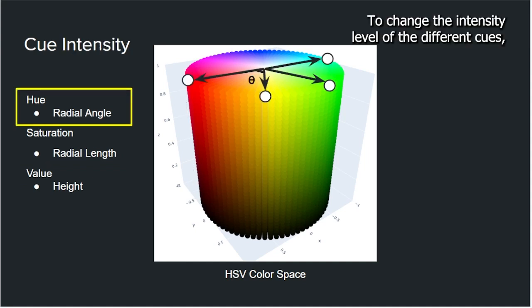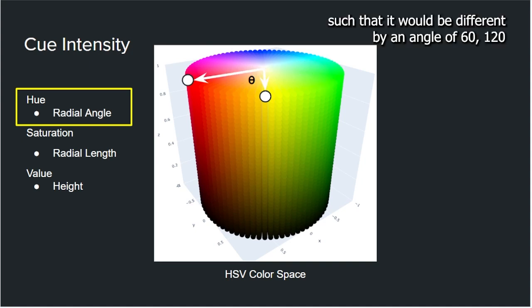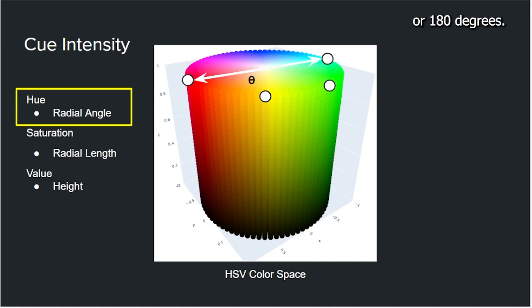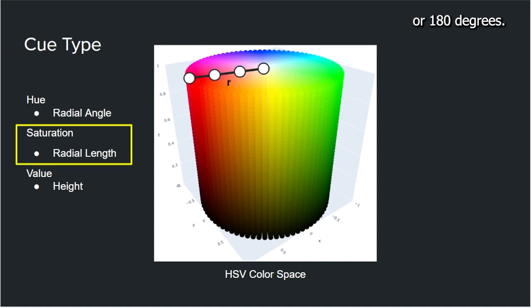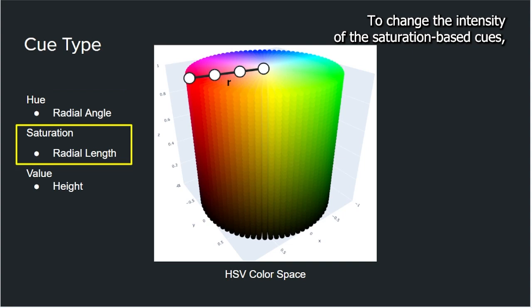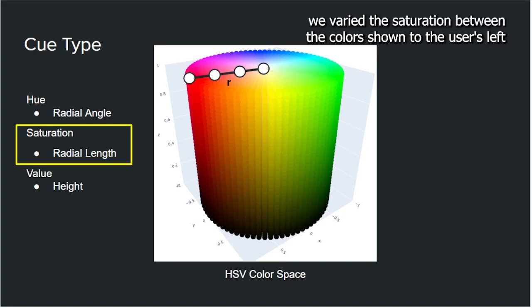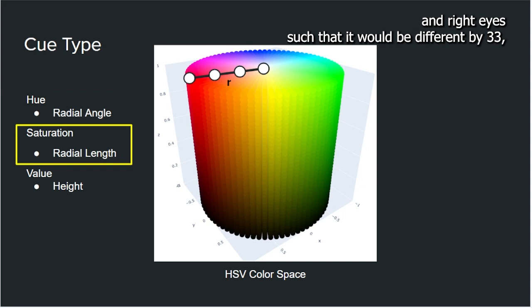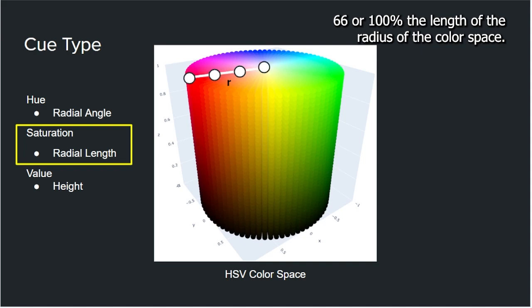To change the intensity level of the different cues, we varied the hue shown between the user's left and right eyes such that it would be different by an angle of 60, 120, or 180 degrees. To change the intensity of the saturation-based cues, we varied the saturation between the color shown to the user's left and right eyes such that it would be different by 33, 66, or 100% the length of the radius of the color space.